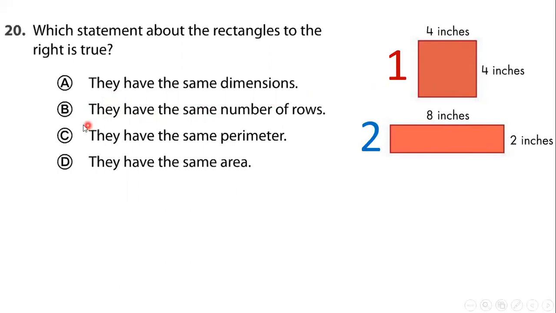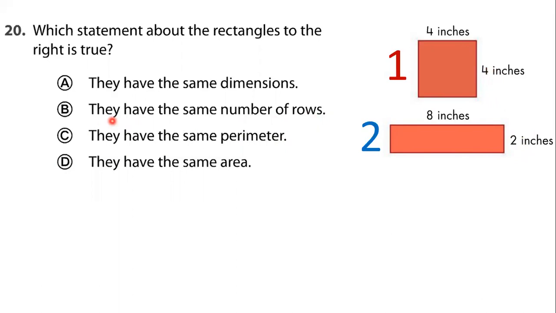B. They have the same number of rows. The number of rows in rectangle 1 is 4. And the number of rows in rectangle 2 is 2. So we will not choose B.